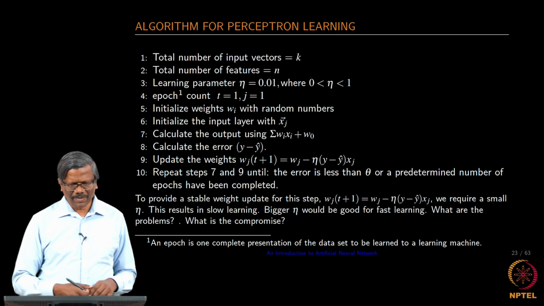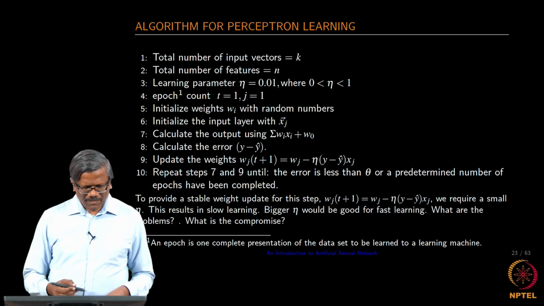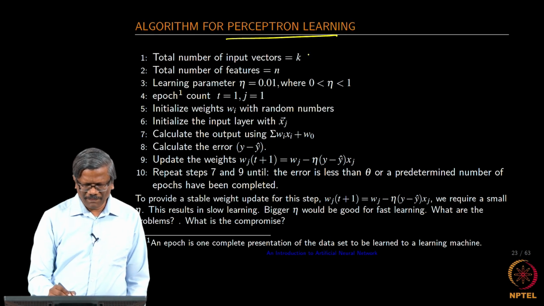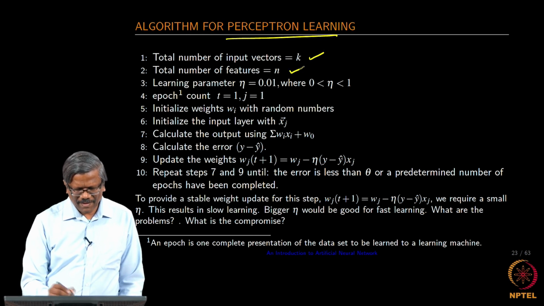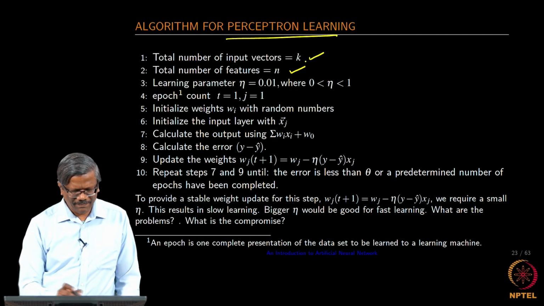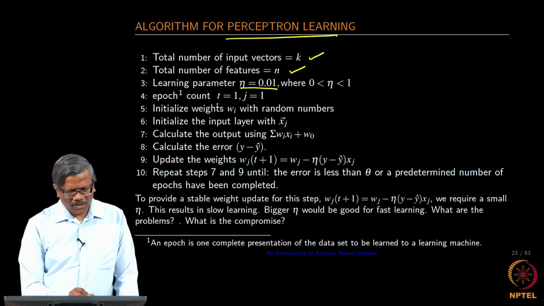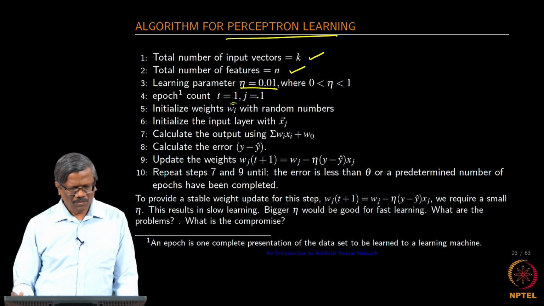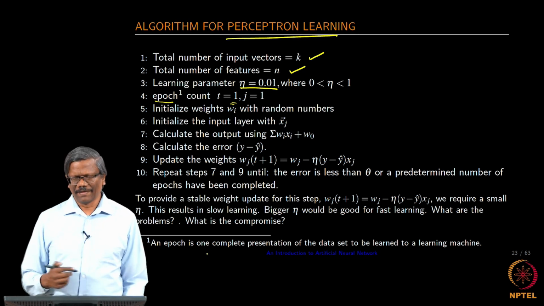Okay. So, this is a very simple algorithm for the perceptron. Let us assume that we have k vectors, and there are n number of features for each vector, and we have set the learning parameter to be 0.01, and the epoch count t equal to 1 and j equal to 1. I have used a new word, epoch, here. The epoch is one complete presentation of the data set.